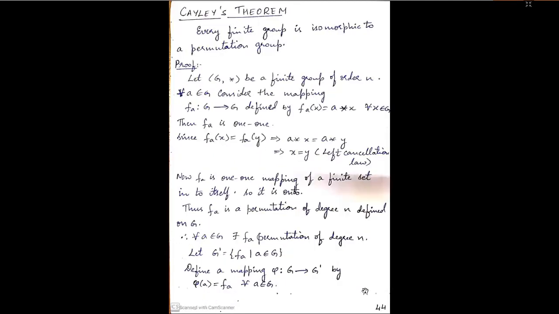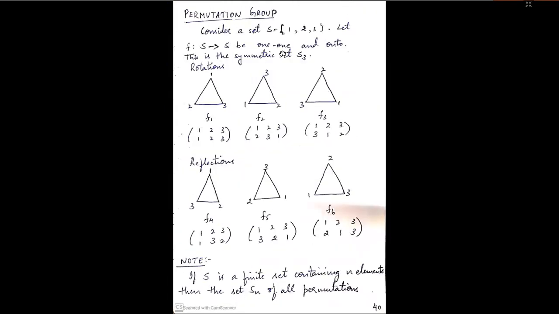Now let us look at the next theorem, that is Cayley's theorem, which says that every finite group is isomorphic to a permutation group. It can be either isomorphic to a permutation group or a subgroup of a permutation group. Now when you take this permutation group S3, it is the smallest group which is non-abelian. Any group of order less than or equal to 5 is always abelian, and this S3 is the first smallest group which is a non-abelian group.